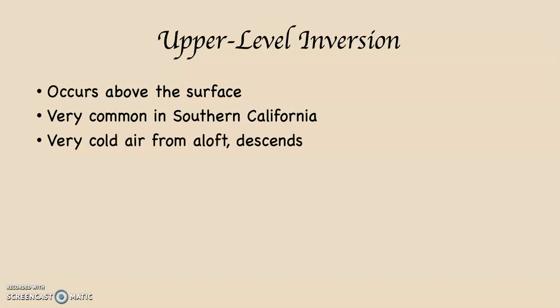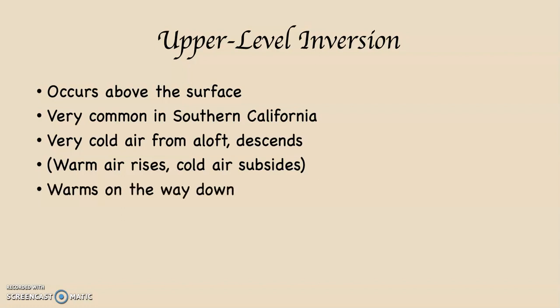What happens is very, very cold air from aloft descends. Aloft means way up in the atmosphere, 20, 30, 40,000 feet up. Keep this principle in mind. Warm air rises, cold air subsides. That very cold air that's descending, as it's coming down, is slowly warming up.